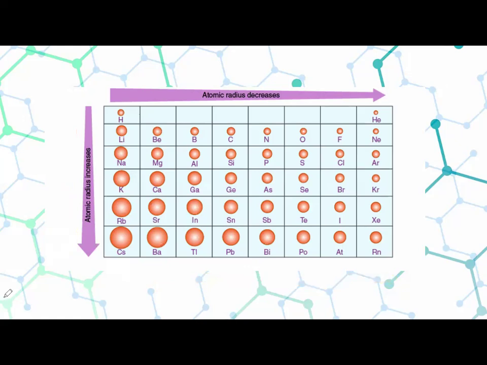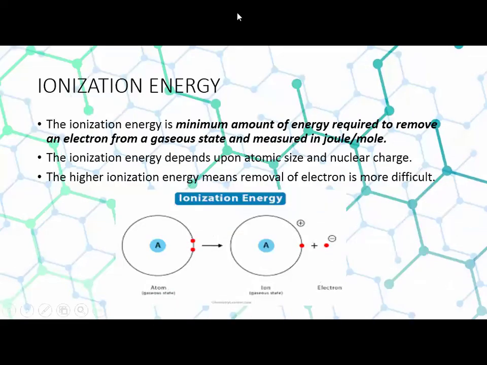And now moving towards the next property, ionization energy. Yes, class, what basically is ionization energy? Ionization energy is the minimum amount of energy required to remove an electron from a gaseous atom, and it is measured in kilojoules per mole.